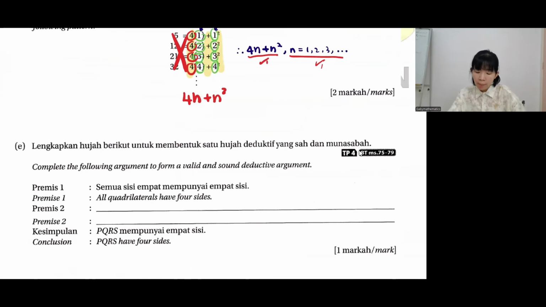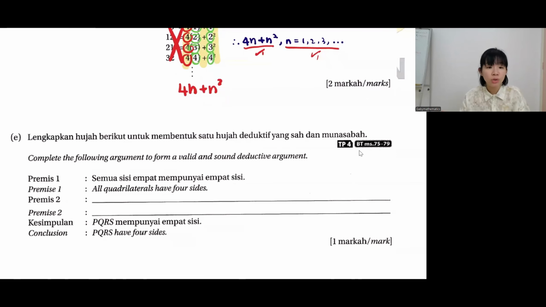Okay, last one. Complete the following argument to form a valid and sound deductive argument. They give us premise 1 and the conclusion. They say all quadrilaterals have 4 sides. Then PQRS has 4 sides. So this one is which type? Can you tell? Type 1, 2, or 3?